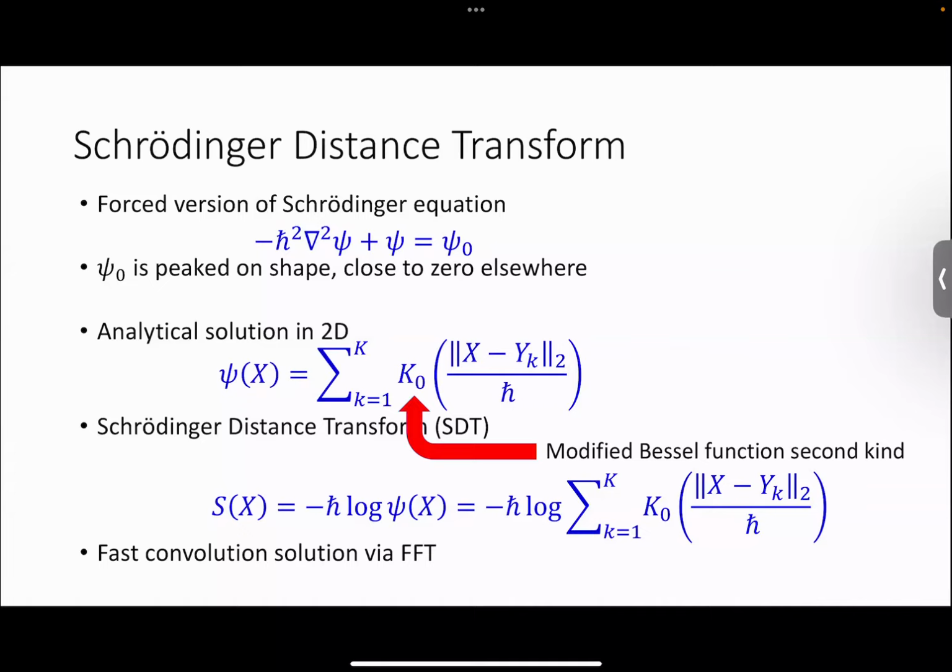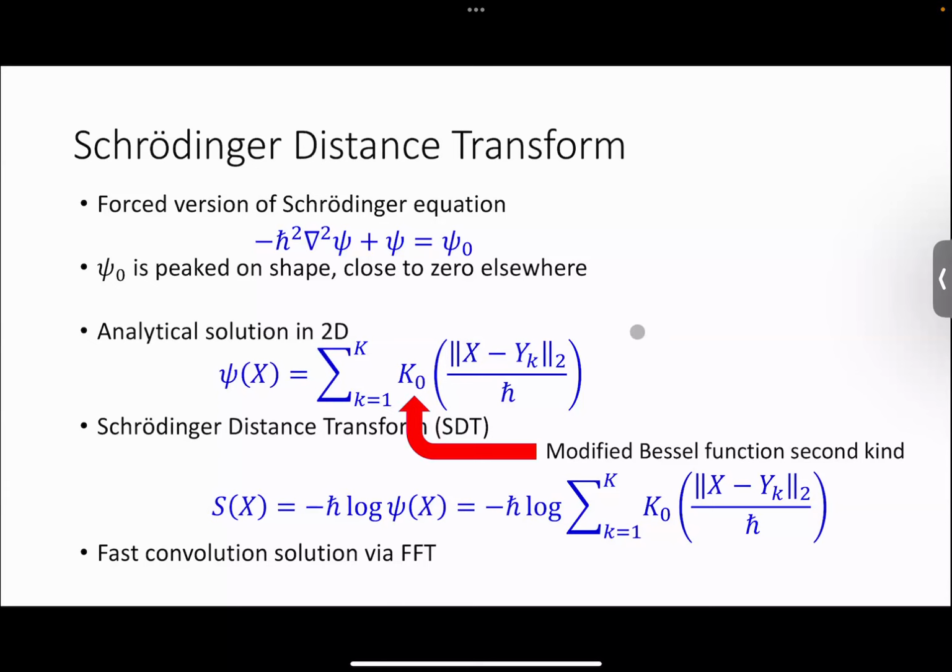You can actually compute this fairly efficiently, because what you can do is set up the K naught, which is the Green's function for the problem, put y_k as 1 at all the points where actual points are present, and then you can set up this psi of x as a fast convolution using a Fourier transform. So you can set this up in 2D, and in 3D there's a corresponding analytical solution as well. You can essentially set up a fast convolution-based method to solve this, and that's the quantum analog to solving it using fast marching or fast sweeping, as in the static Hamilton-Jacobi equation.